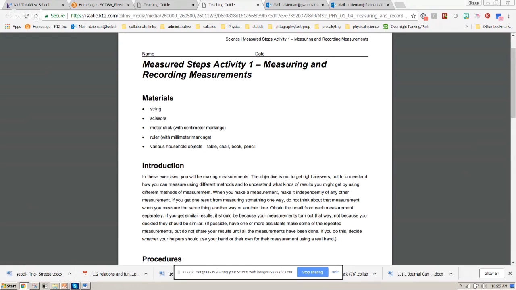Hi students and welcome to your first lab, called Measuring Steps. As you look up on the screen, it tells you that you need to find a few things hanging around your house.